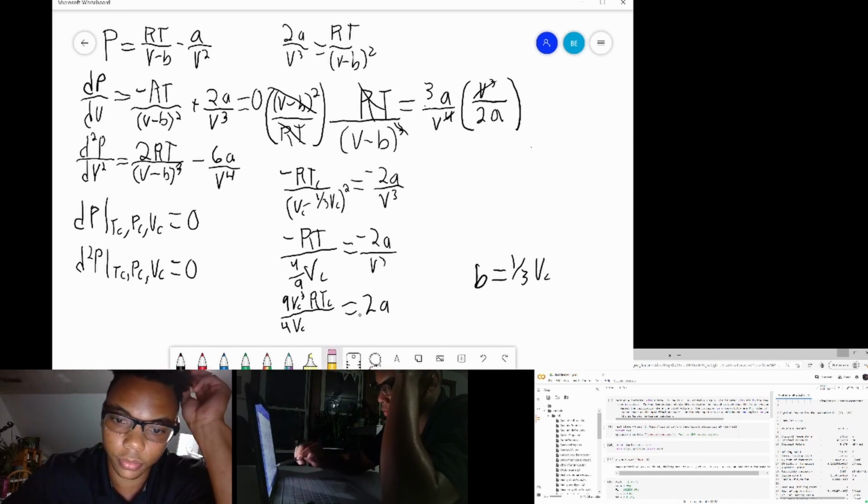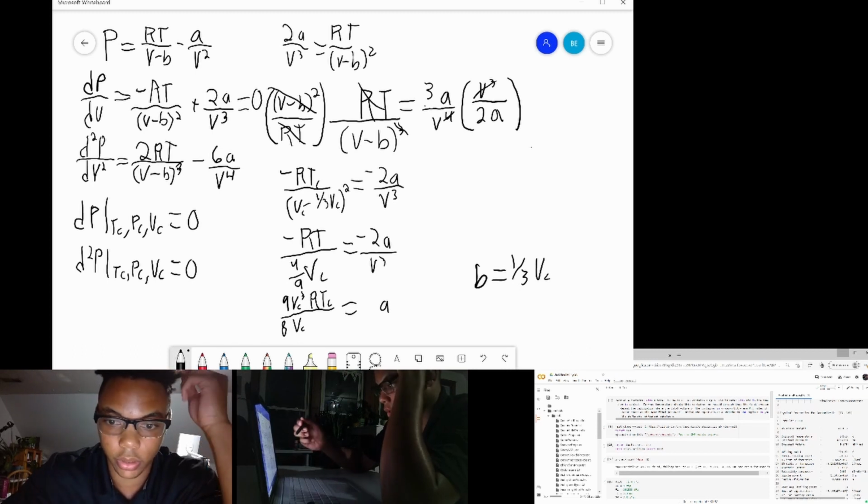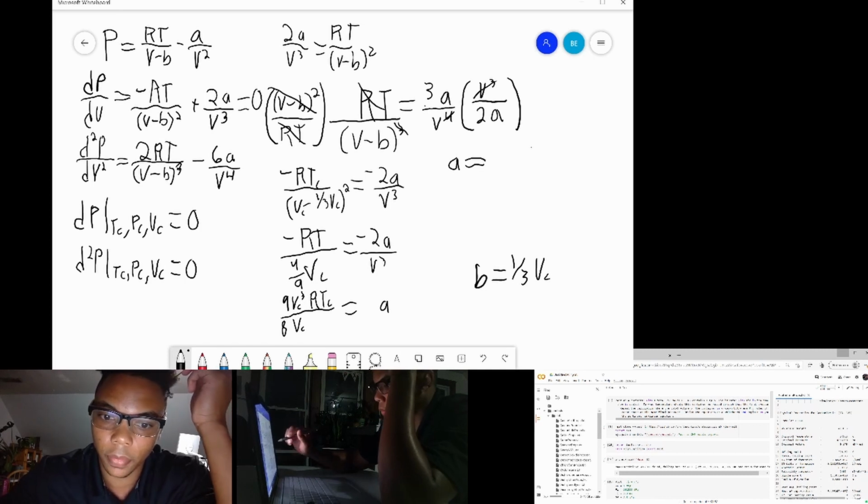Divide by 2. We get an 8. And A is equal to that. Let's do some manipulation. VC over VC, we get 9 critical volume squared times our R constant times our critical temperature over 8.